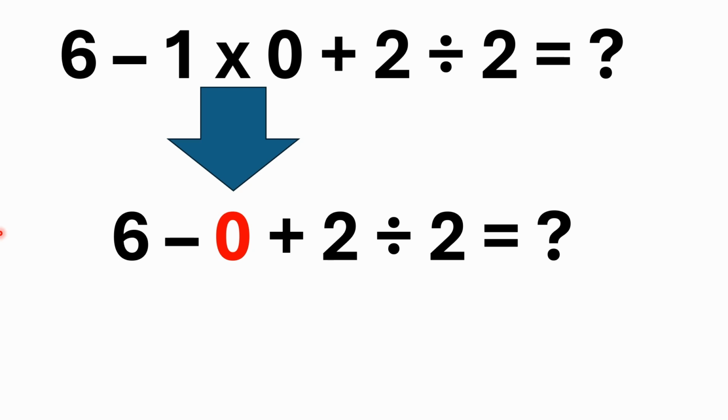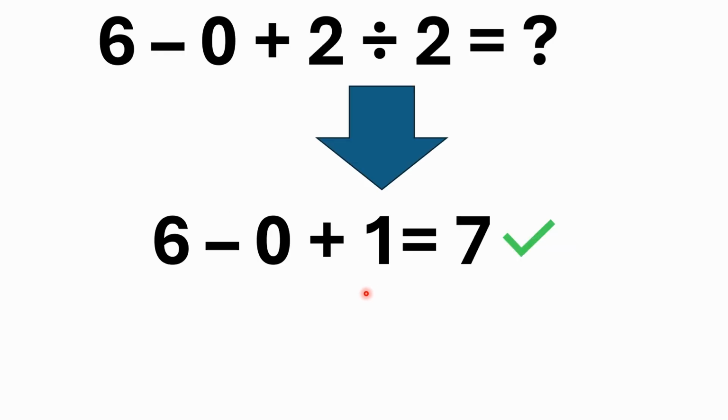We don't have any parentheses or brackets. We don't have any exponents. We do have multiplication and division. So we go down the line within these steps and we run into our multiplication and division. Now, in this case, our multiplication is to the left of the division, so we would solve the multiplication first. Had the division been written first, we would do that first. So in this case, 1 times 0 is 0, so we bring that down here. It becomes 6 minus 0 plus 2 divided by 2 equals what?